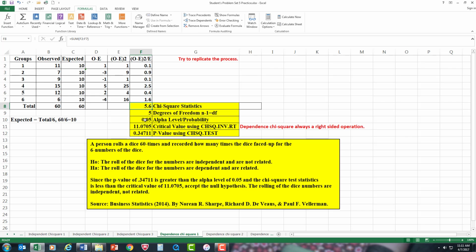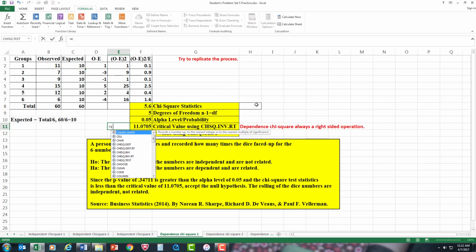Now we go to the critical value. This is the function we'll use. If I was going to do it again, I can type in CHISQ.INV.RT. Let's see if that worked. Okay, there we go. Let's use this one.